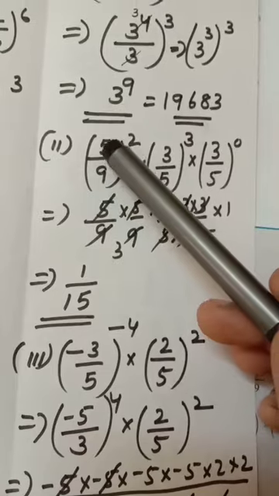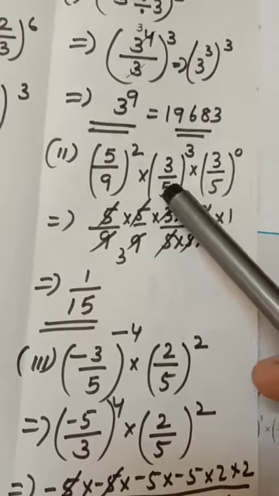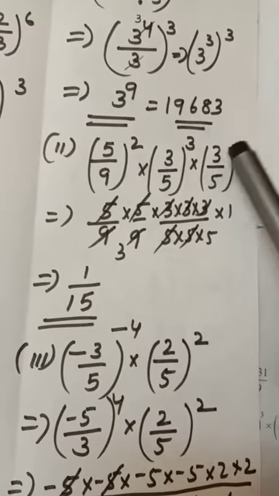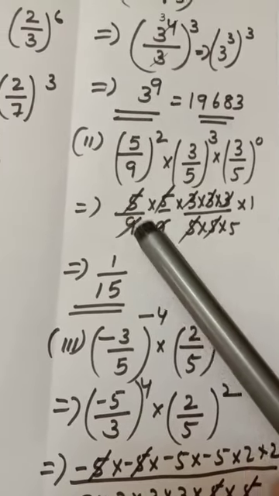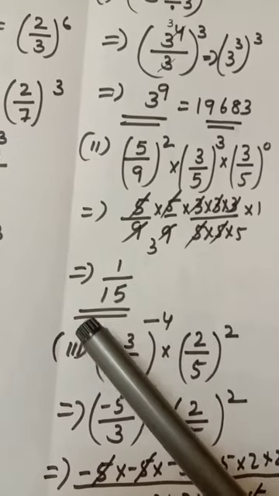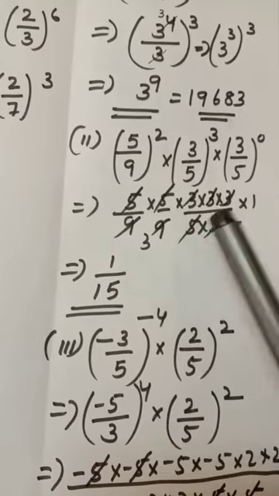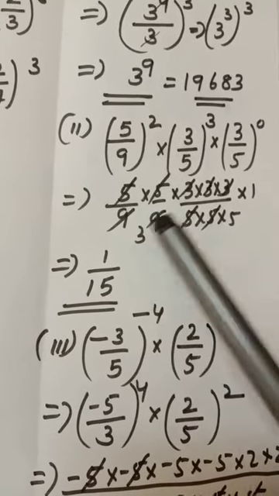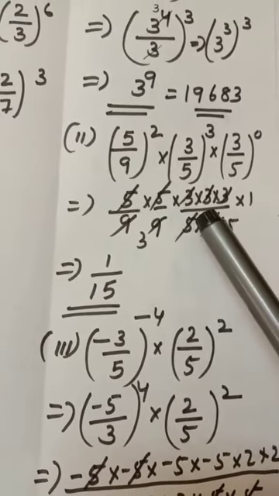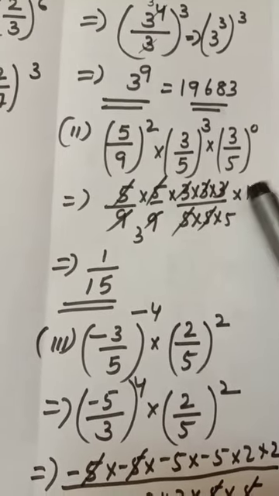Like 5, 2 times; 9, 2 times; 3, 3 times; 5, 3 times. Any number raised to 0 is 1. Cut out, you will get 1 by 15. Okay, note 15, children. Most of the children cut correctly, but after that they write 15. That is totally wrong. Okay, denominator 15 is there, upward numerator 1.